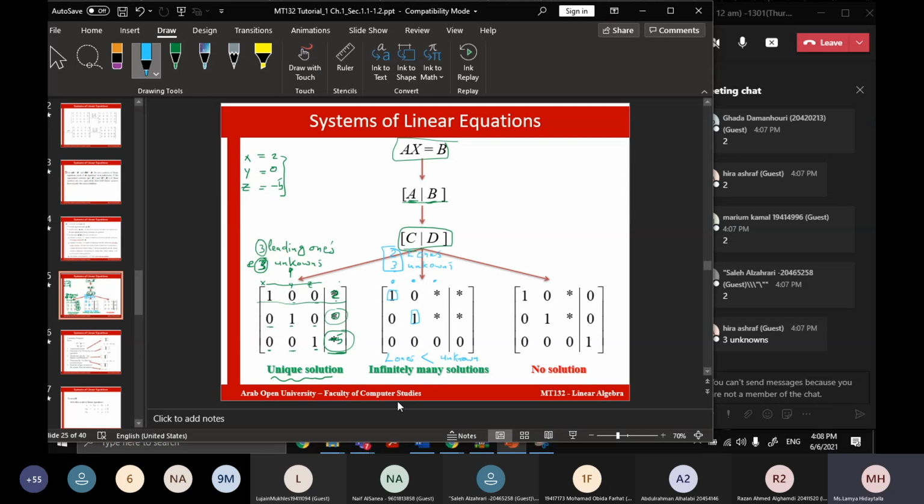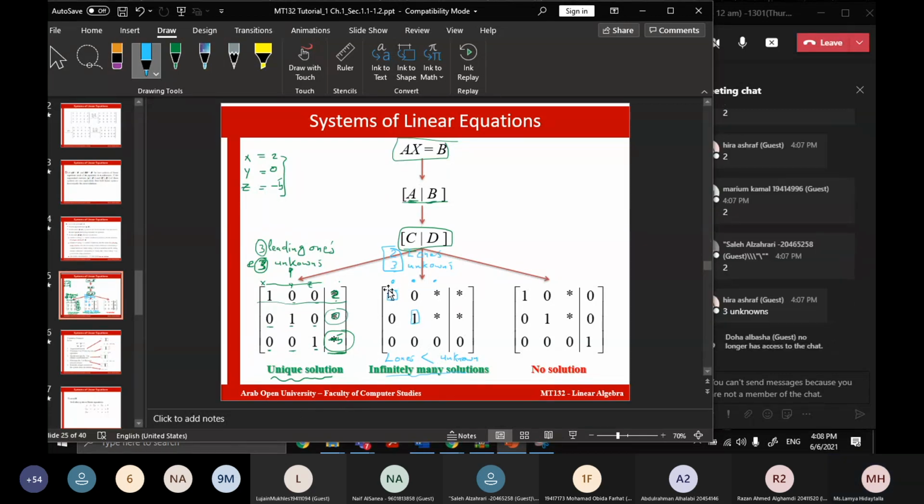He said in this case you will get infinitely many solutions. Infinitely many solutions. Okay, look at the leading ones here. In this example there are 2, and the number of unknowns is 3. So the number of leading ones is less than the number of unknowns. Okay, and then we can get the solution.